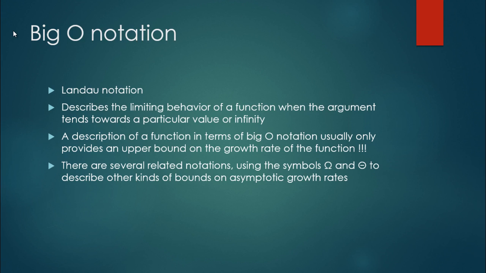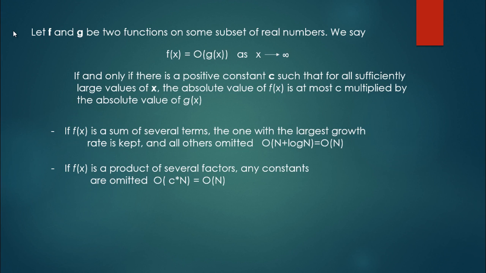It describes the limiting behavior of a function when the argument tends towards a particular value, or usually infinity. A description of a function in terms of big O notation usually only provides an upper bound on the growth rate of the function, and there are several related notations using the symbols omega and theta to describe other kinds of bounds on asymptotic growth rates. Omega usually denotes the lower bound, the big O notation provides an upper bound.